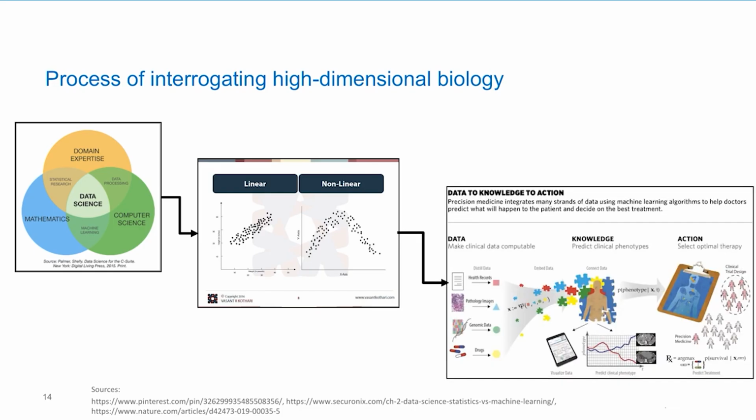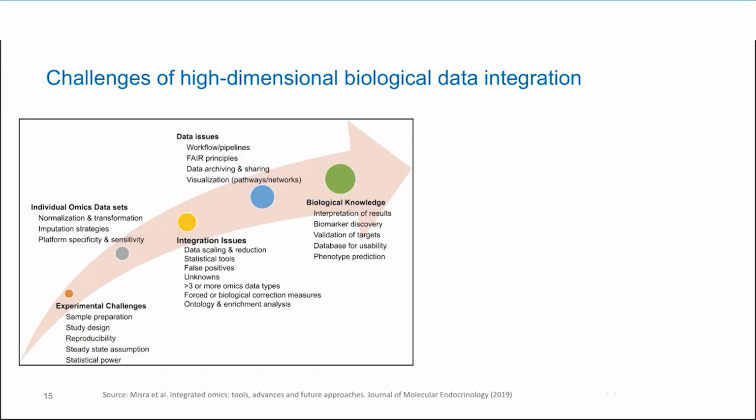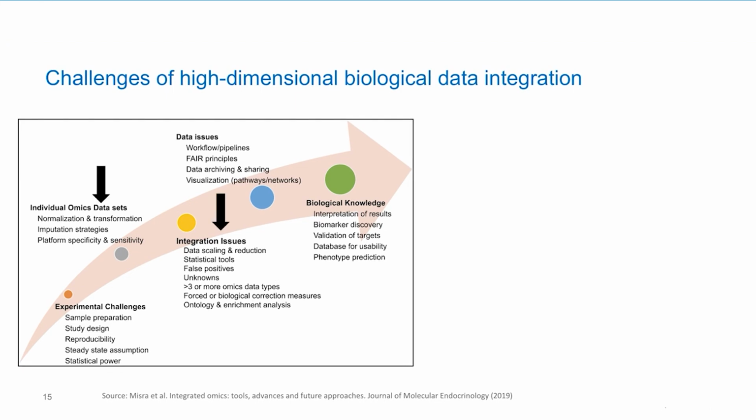However, in performing such, we have a lot of challenges in our path. As you can see from this slide, there are various challenges that are portrayed by Misra et al. in their 2019 integration omics review. Each of these needs to be tackled in order to make robust biological interpretations from massive high-dimensional data. From an analytical perspective, two problems that usually need utmost attention are individual omics datasets and integration issues as highlighted. One should take a lot of attention and care during these steps.